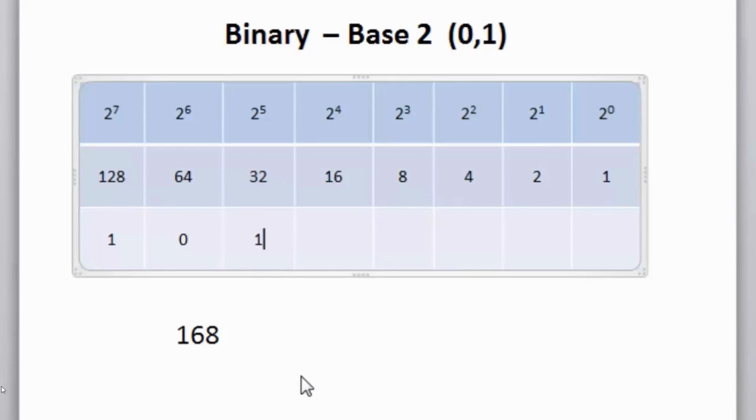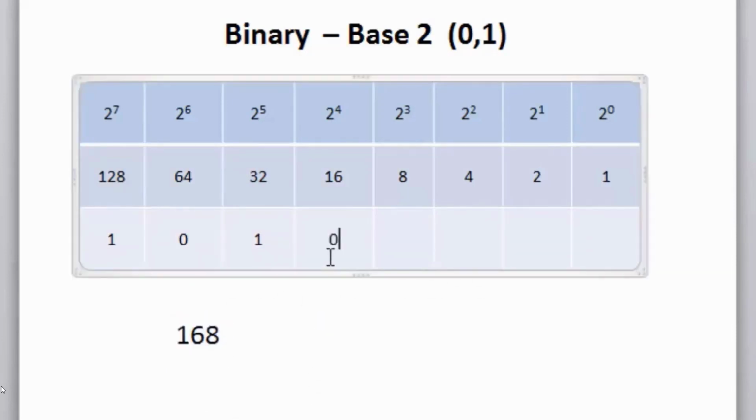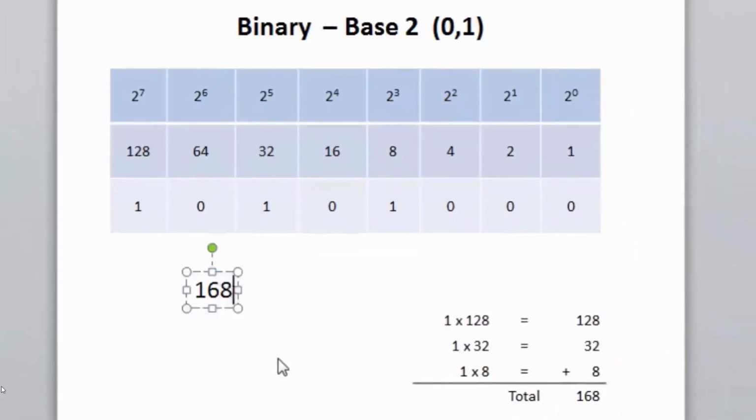Now I have 160. Do I need a 16? No, that would make 176, which would go over my target number of 168. I'll put a 0 here. What about an 8? If I add an 8, I'll hit the number perfectly. 128 plus 32 plus 8 is 168. I'll follow this up with zeros in the 4's place, the 2's place, and the 1's place. And 168 in binary equals 10101000. I have the 128, the 32, and the 8, and 128 plus 32 plus 8 equals 168.